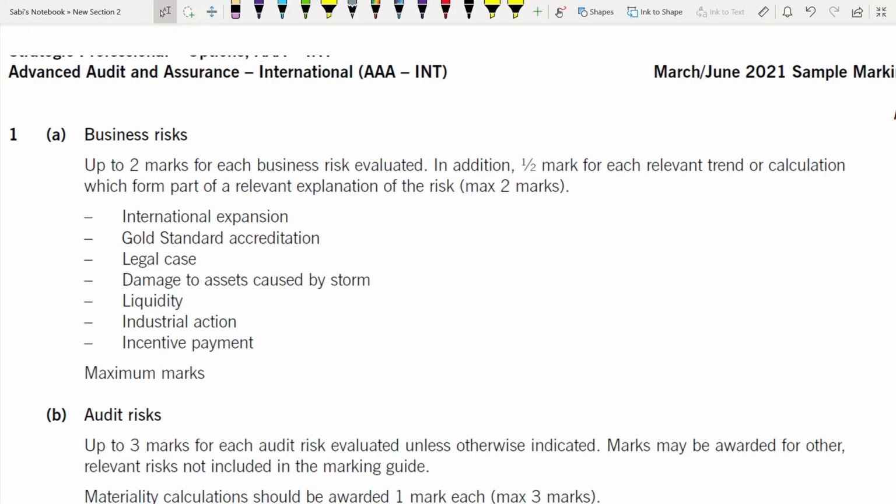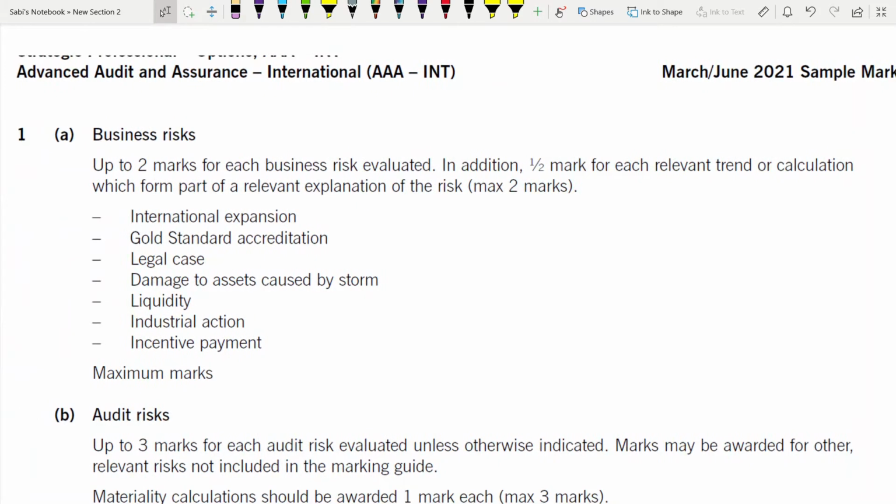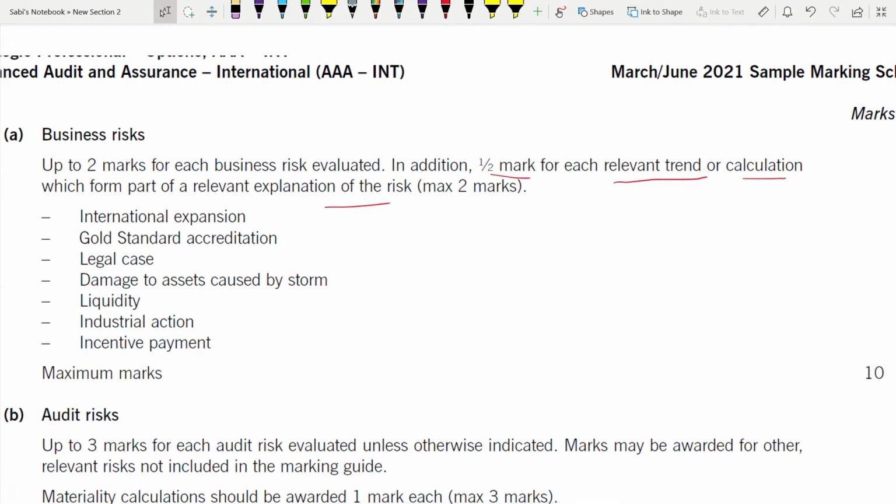So business risk was for 10 marks. Now how is that 10 marks allocated? Up to 2 marks for each business risk evaluated. In addition, half a mark for each relevant trend or calculation which forms a part of the relevant explanation of the risk. If you are giving some calculation or showing some trend, half a mark you will get, so max 2 marks. 2 marks for each business risk evaluated. That means 2, 2, 2, 2, 2. So you have to write 5 points, because 5 into 2 you will get the 10 marks.